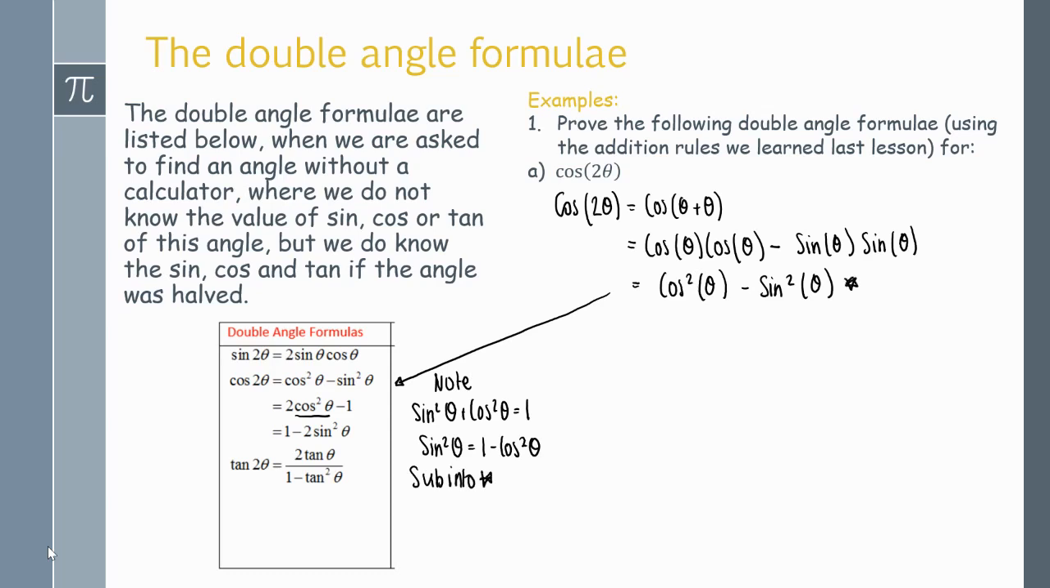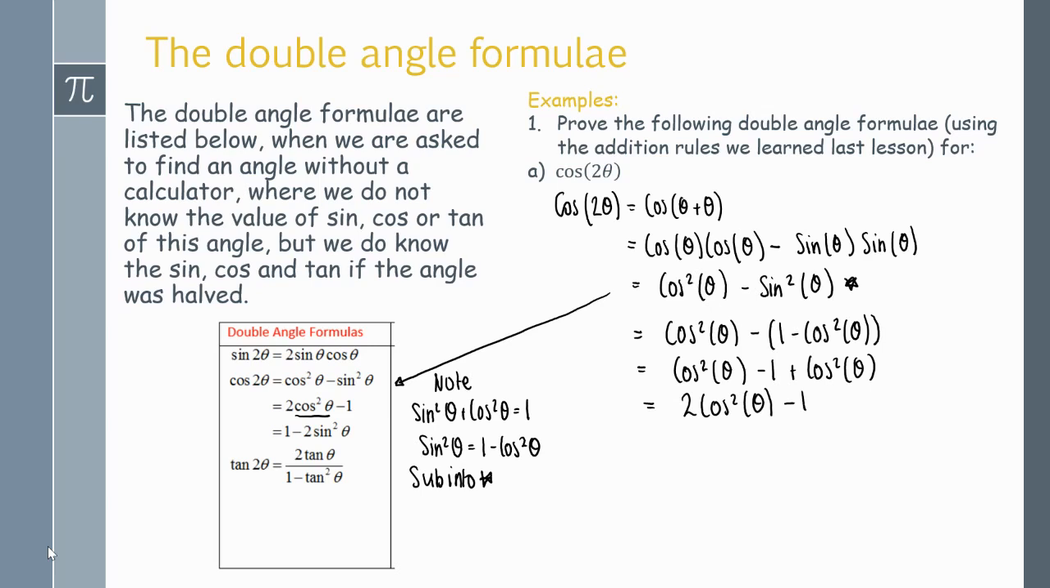So notice that sine squared theta plus cos squared theta equals 1, or sine squared theta equals 1 minus cos squared theta. I'm going to sub this value of sine squared theta into my equation. I'll keep the cos squared theta minus, well, sine squared theta is 1 minus cos squared theta from my Pythagorean identities. And then I'm just going to expand those minuses out. So I'll get cos squared theta minus 1 plus cos squared theta. That equals 2 cos squared theta minus 1. All right, so now I've proved the second version of the formula.